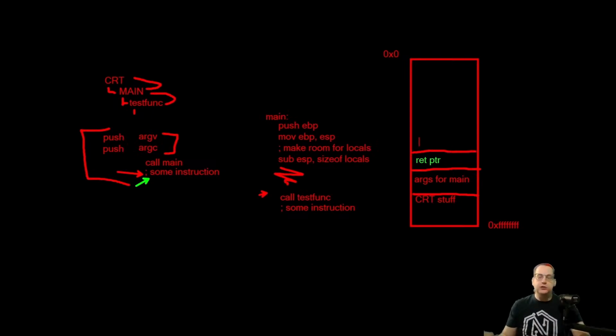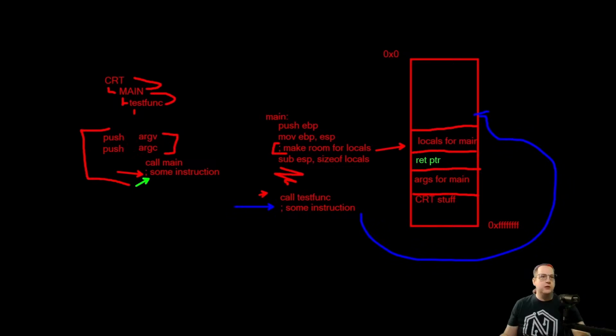Then we have any local variables for main. Anything that it does here, making room for locals, that's going there. Okay. Then we're making a call to testfunc. If we had arguments to testfunc, we would push them, and they would go on the stack here. There aren't any, so we just have the address of the instruction after that. We have some instruction. So that is going to go here. That is, again, another return pointer, but the purpose of it is, when the next call we're making, testfunc, finishes, this tells us where to go back to.